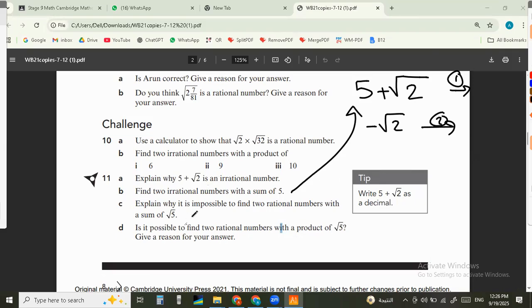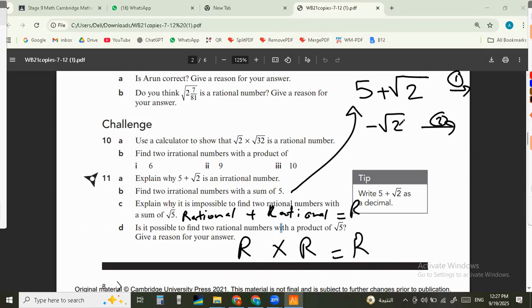All right, good. Let's move to C. Explain why it is impossible to find two rational numbers with a sum of square root of 5, because rational plus rational will always give me rational. Same thing also in D. Is it possible to find two rational numbers with a product of square root of 5? No. Why? Because rational times rational equals definitely always rational. But write this in words, explain in words. Don't write it this way, like me.